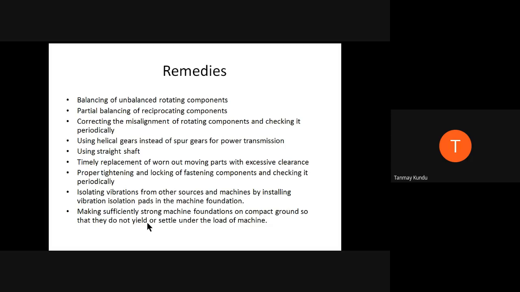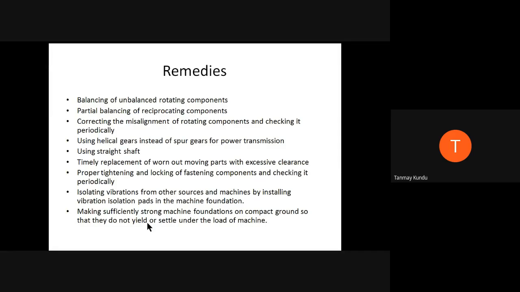If you have any other factor that forces you to use the spur gear, that is a different matter. But if you don't have any choice, then you must go for the helical gear, because the vibration problem in the helical gear is quite less compared to spur gears.